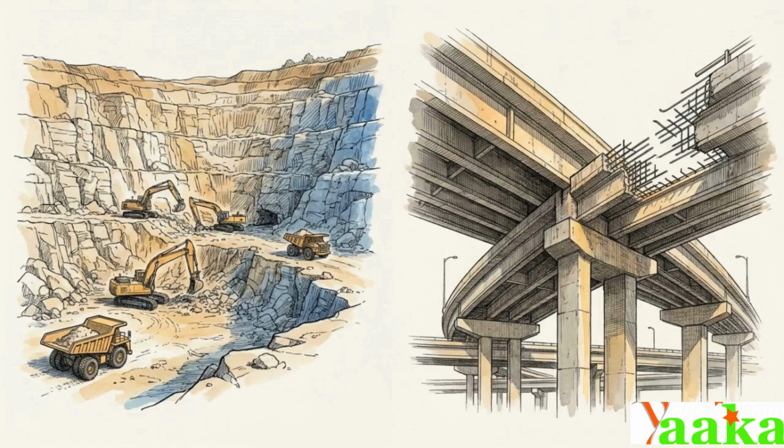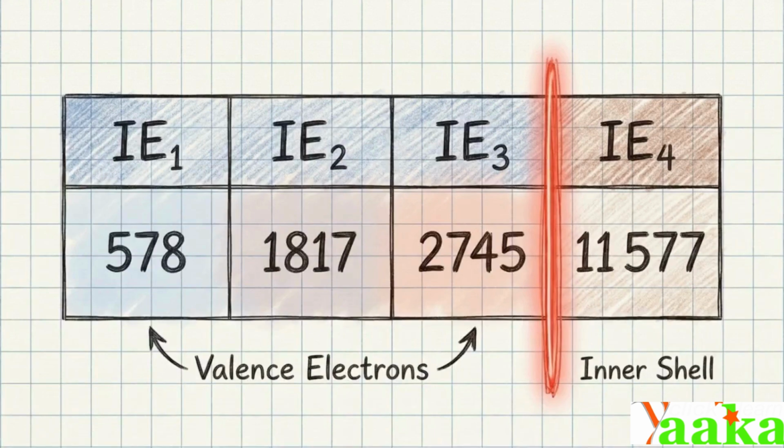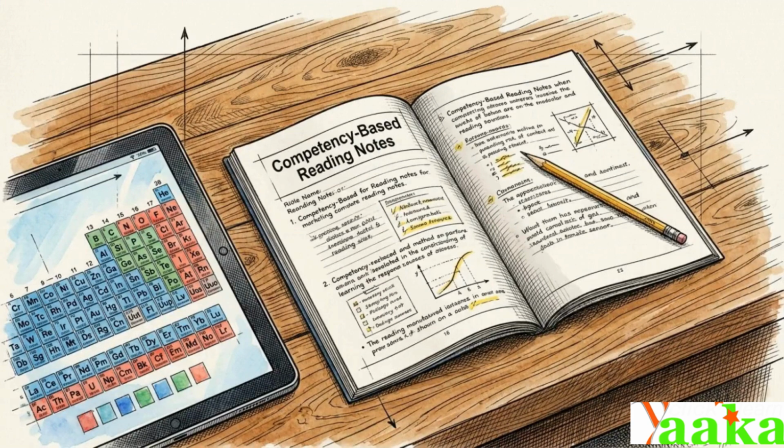Now it is time to move from the concepts to applying first principles to quantitative data. This data table illustrates successive ionization energies for a single element. A sudden, massive jump in the energy required to remove an electron, like the one seen here between the third and fourth removal, identifies the atom's inner shell boundary. It tells you immediately that this is a Group 13 element. Utilize your competency-based reading notes to practice deducing the identities of unknown elements purely from these datasets.